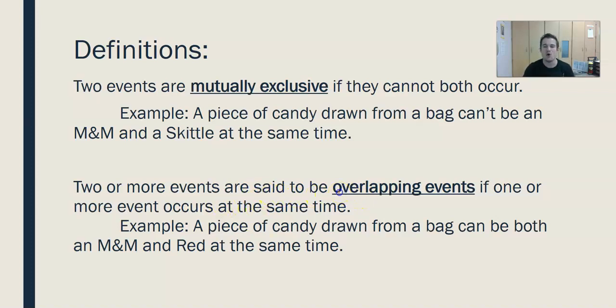Two or more events are said to be overlapping events if one or more events can occur at the same time. So for example, if I were to draw a piece of candy from a bag, it can be both an M&M and red at the same time. Say we're identifying the event of drawing a red candy or drawing an M&M candy. You can have a red and an M&M candy because some of the M&Ms are red. You have some Skittles that are red, but you can draw an M&M and a red at the same time because there are red M&Ms. So that's what an overlapping event is, if one or more events occur at the same time.